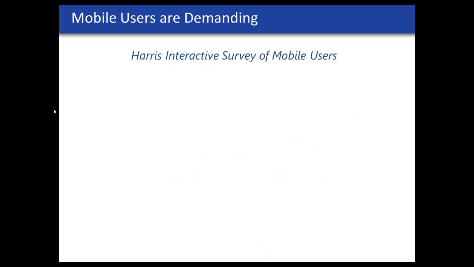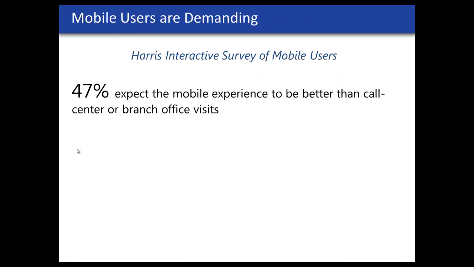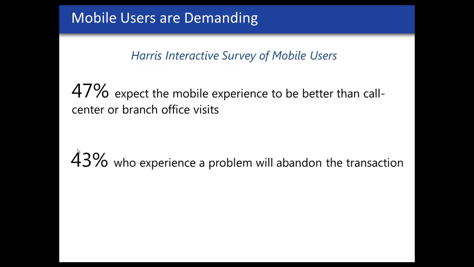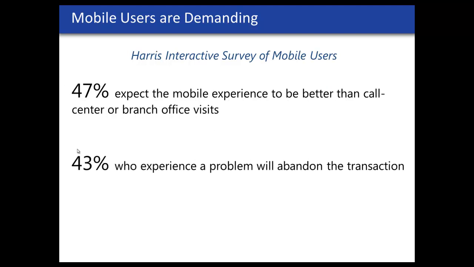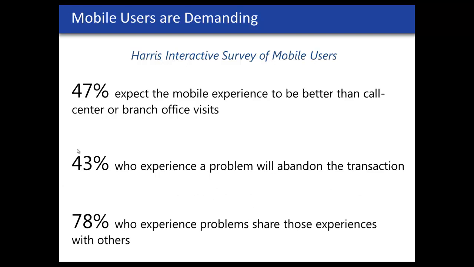The shift to mobile brings with it significant changes in user expectations and behaviors. According to a recent Harris Interactive survey, today's mobile users have high expectations and little tolerance for poor experiences. Of the mobile users surveyed, 47% expect the mobile experience to be better than a call center or branch office visit. 43% who experience a problem will abandon the transaction, and 78% who experience problems will share those experiences with others.